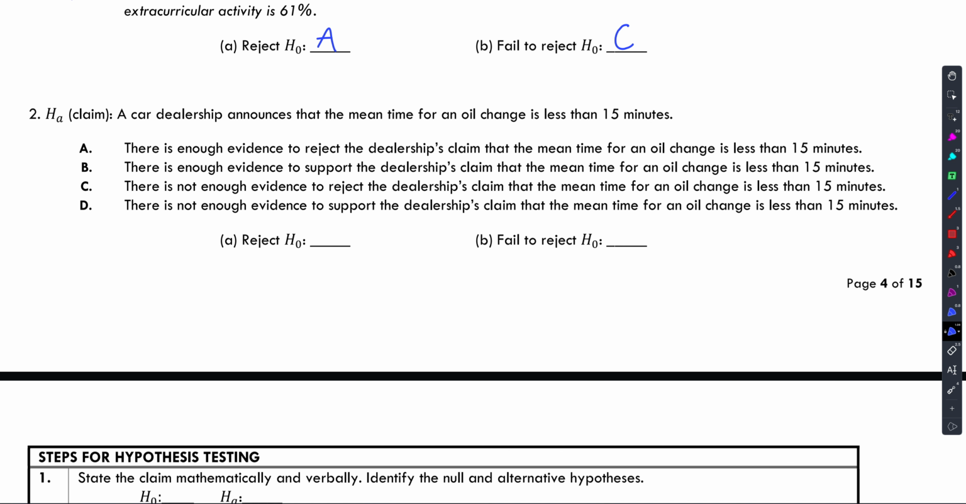All right. For number 2 here. Actually, you know what? You go ahead and do number 2 on your own. It'll probably take you a minute to do.